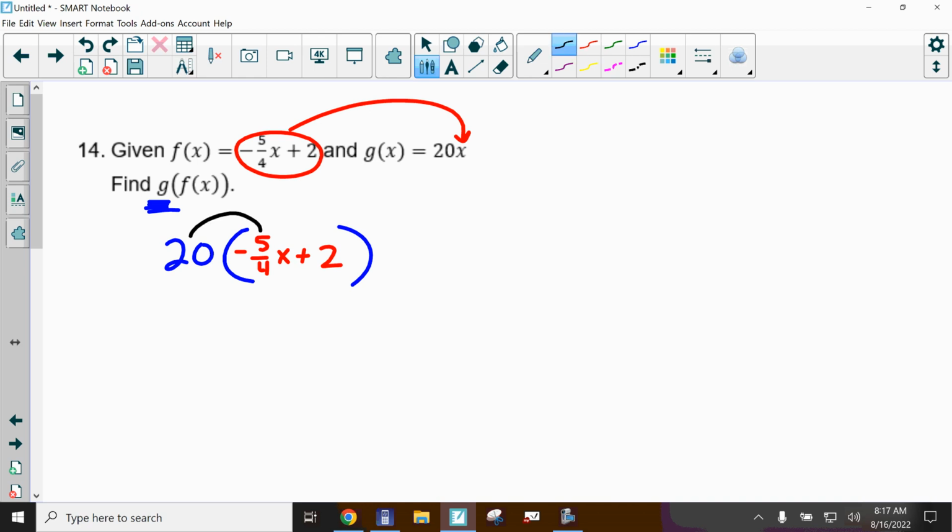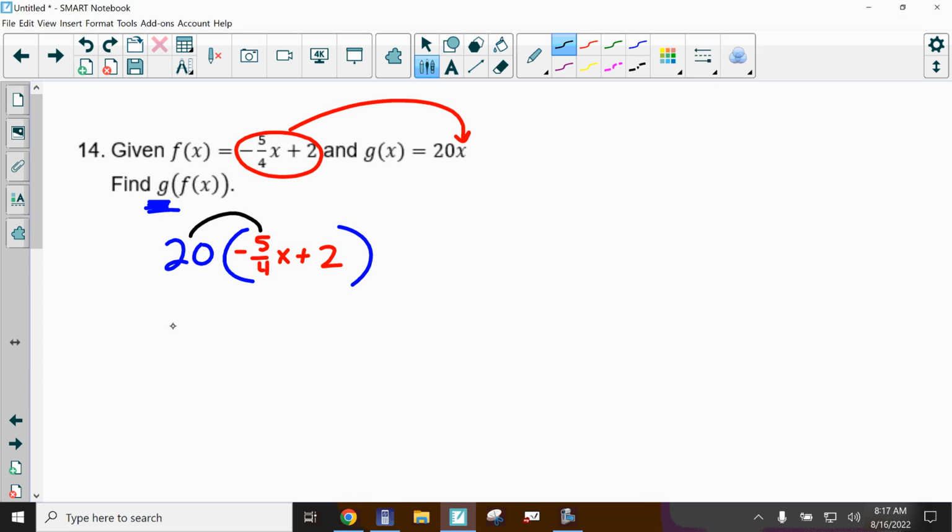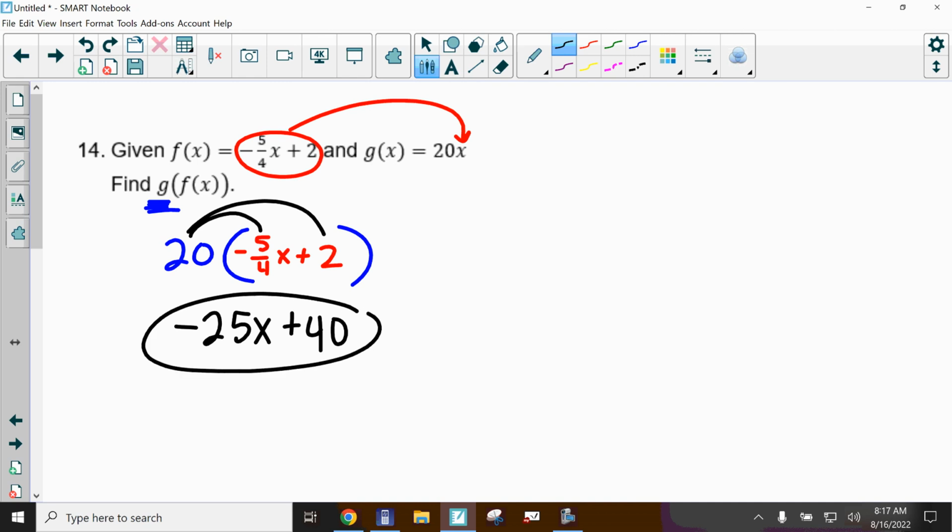And again, that part right here can be done in the calculator if you just leave the x off. So we'll do 20 times negative fraction 5 over 4. And then we'll just reattach the x once we get the answer. So the answer to that is negative 25. So we have negative 25x. And then we distribute this, so that gives us plus 4. That's our answer.